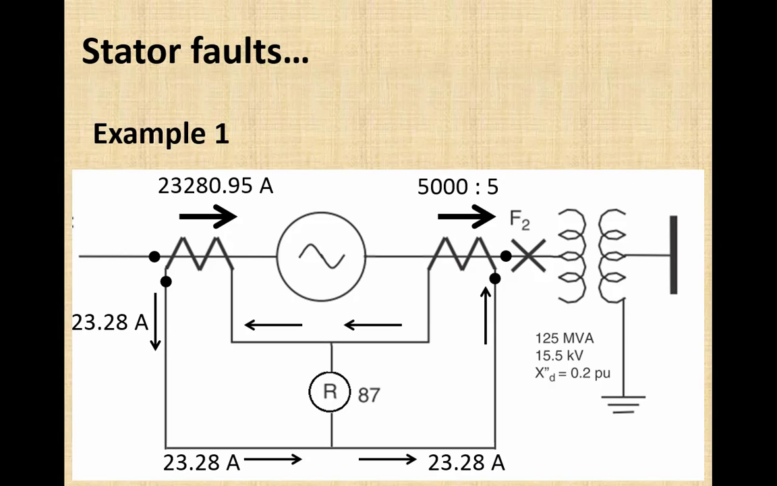Now we can see here at this node, again the current flowing towards the node is exactly equal to the current flowing away from the node. The net current flowing towards this differential branch is zero. And this is the beauty of the differential relay. There is a fault in the system, but if the fault is outside the zone of protection, this relay is not going to respond to that fault, because the two currents being measured by the two CT secondaries are exactly equal.